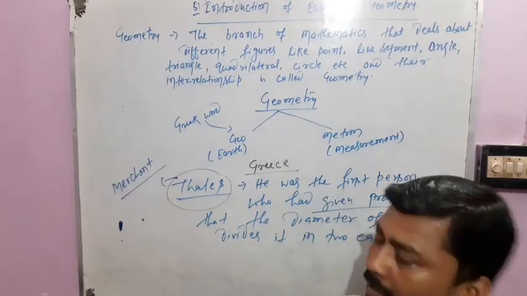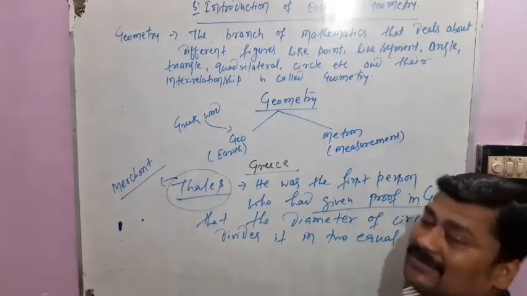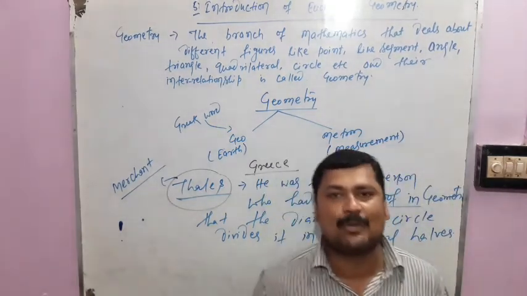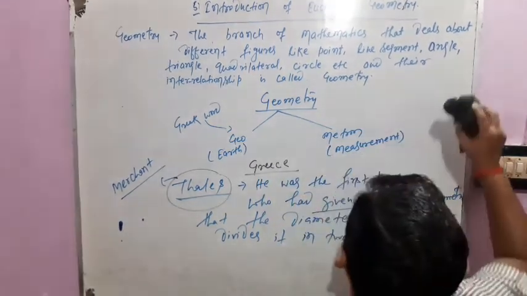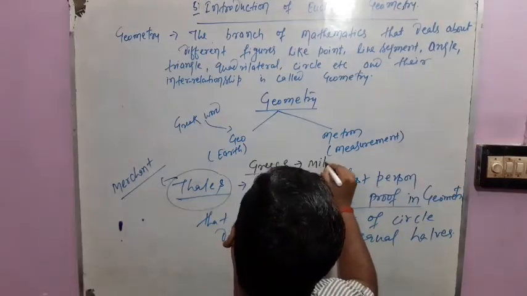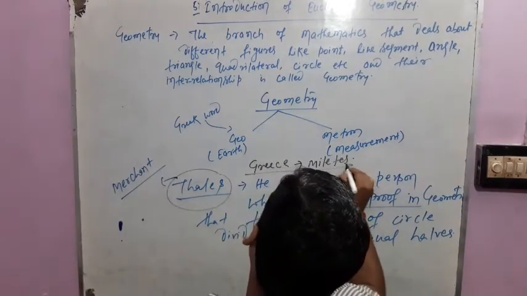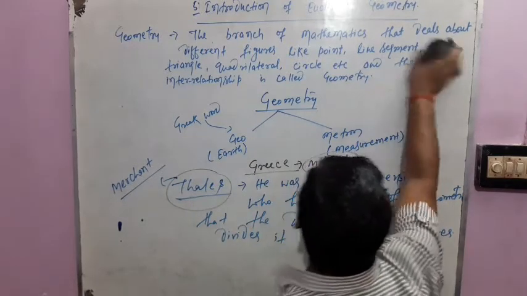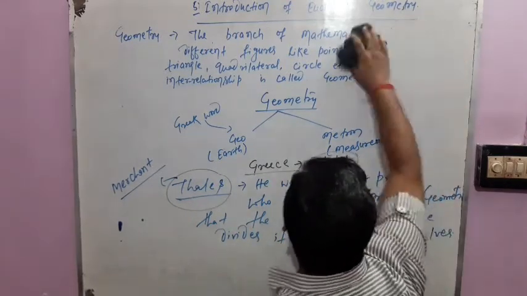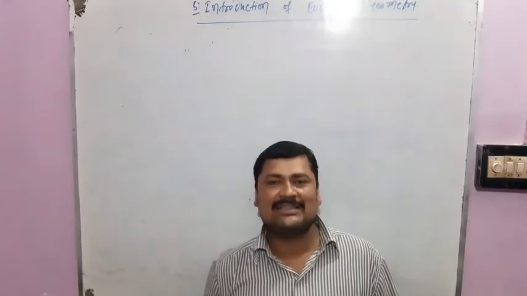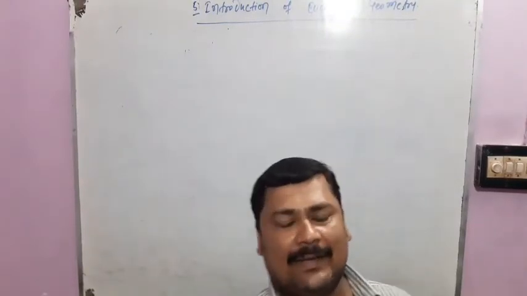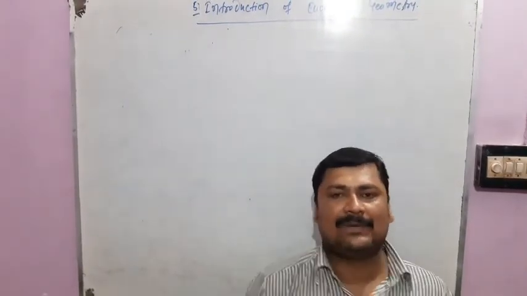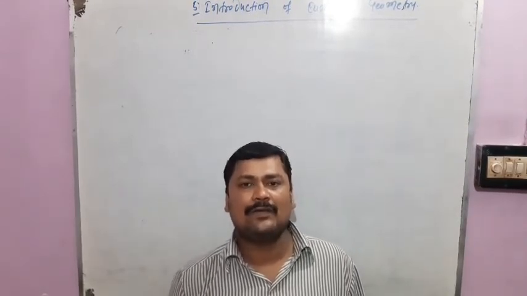Okay, now we have to discuss also what is the role of the Egyptians in the field of geometry. But before that I have to clear it: Miletus, a town of Greece. He belongs to Miletus. Now students, I am going to clean it. So students, this was the role of Greek persons in the field of geometry.